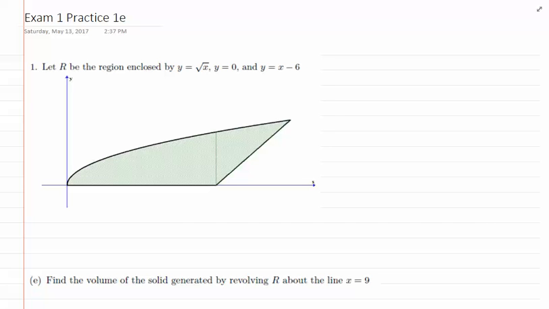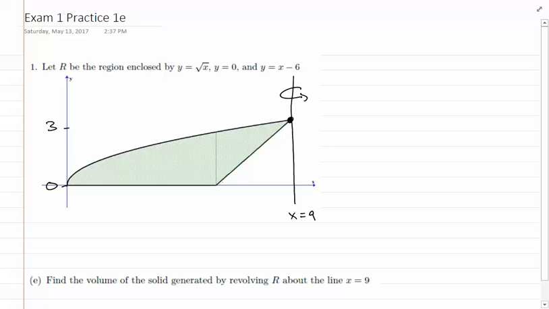For part E, we want to revolve this region around the line x equals 9. Actually, in part A, when we were calculating intersection points, we did see that this intersection point gave us the upper limit of y equals 3, but we also noticed that when y was 3, x was going to be 9. So x equals 9 goes right through that intersection point, and we are revolving around that line.